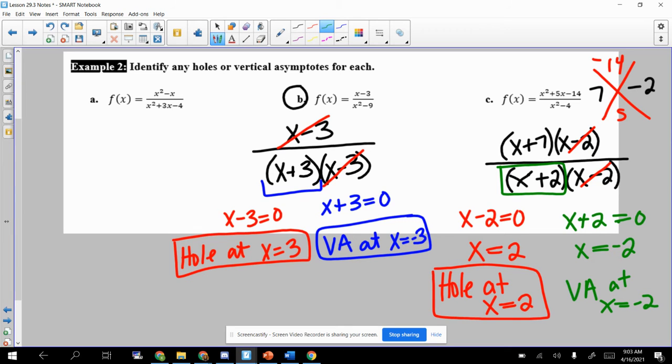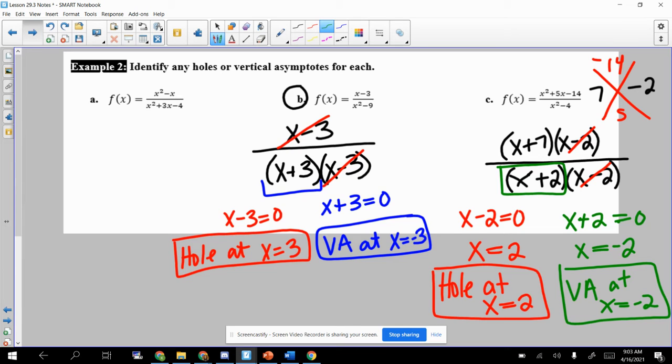And then the x plus 2 that's left over in the denominator, set that equal to 0, and you're left with a vertical asymptote at x equals negative 2. And that's it, okay? And we did some of those in class. All right, so now we know our horizontal asymptotes, our vertical asymptotes, and our holes.